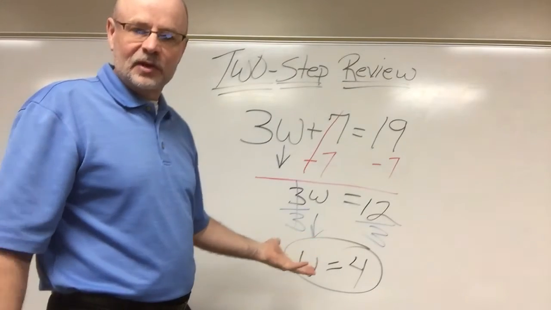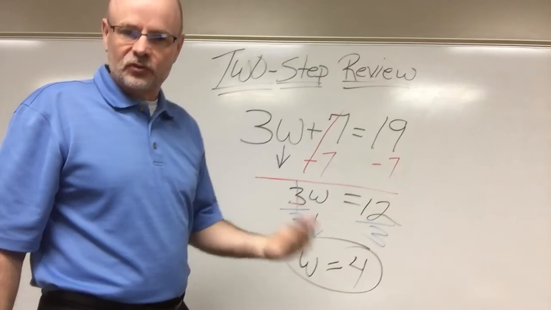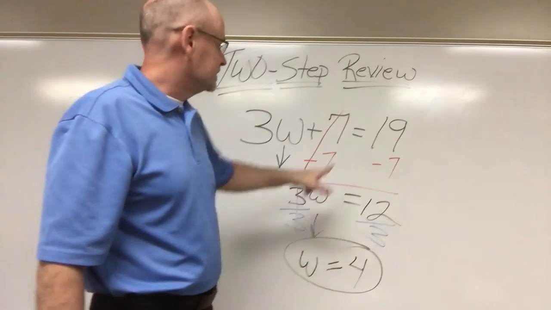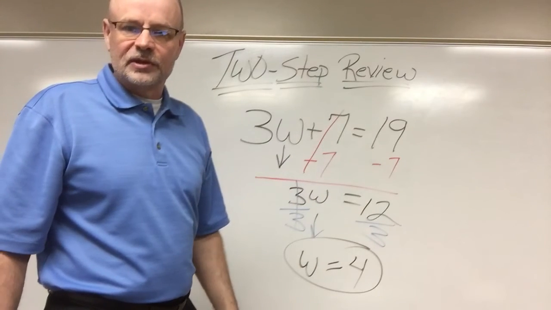And that makes sense. If I want to substitute that 4 back in for w, I can. 3 times 4 is 12, and then 12 plus 7 equals 19. So that's just kind of a review of how to do a two-step equation.